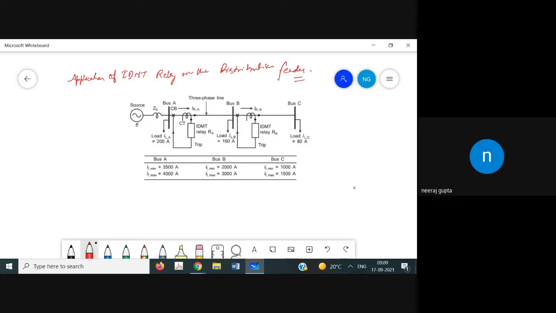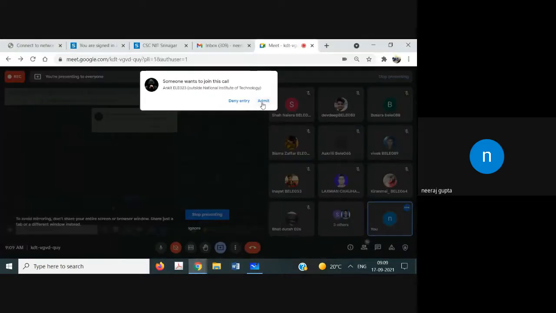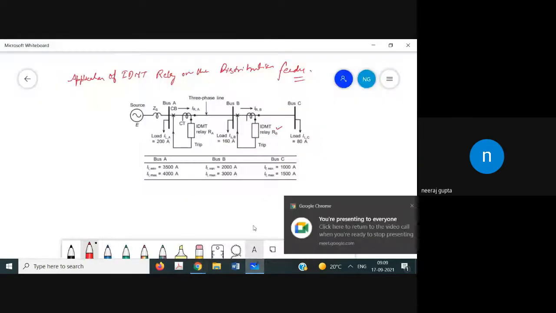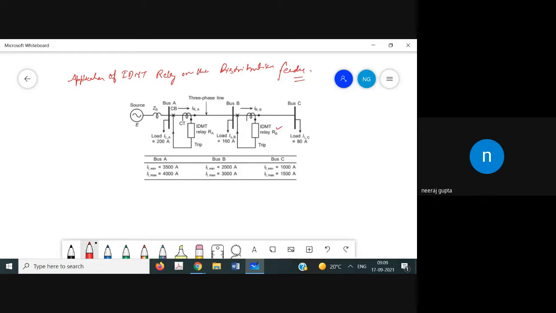Now, what is the purpose of RB? The purpose of RB is to provide the primary protection to the section BC. The purpose of RA is to provide the primary protection to the section AB, and backup protection to BC. That is, relay B protects BC, and relay A protects AB. However, A also provides the backup protection for BC.